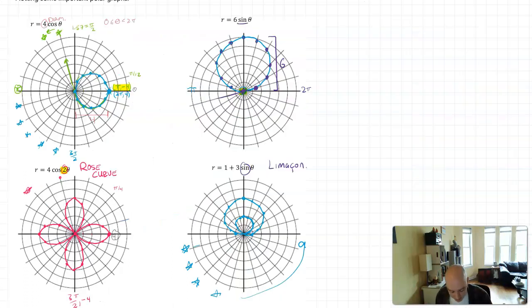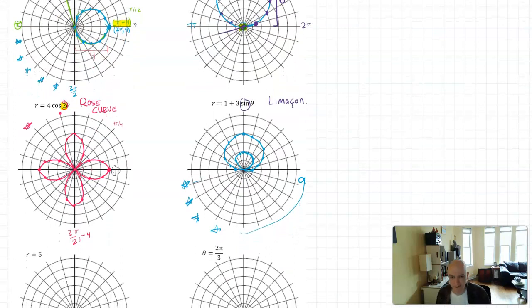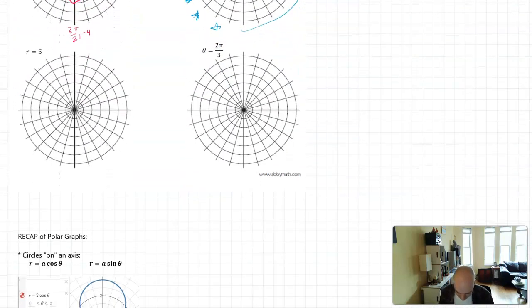So we have now plotted the 3 main families of polar graph. We have circles with either cosine or sine on the x and y axes respectively. We have rose curves, and we have limacones. There are 2 other kinds of polar graphs that you might see that maybe don't work well to graph on your calculator, and we'll do those in the bottom here.